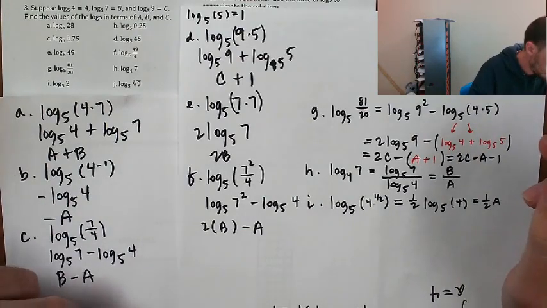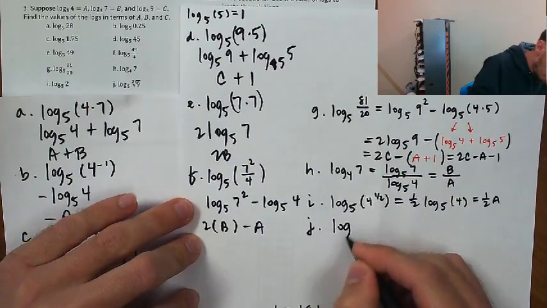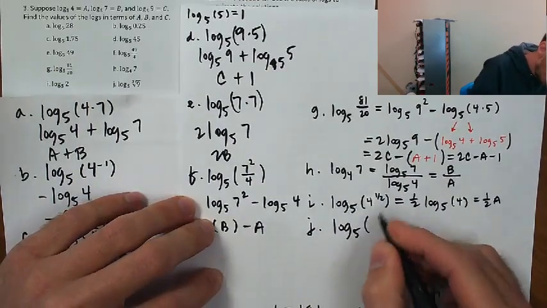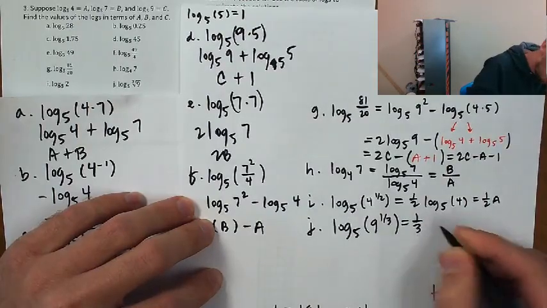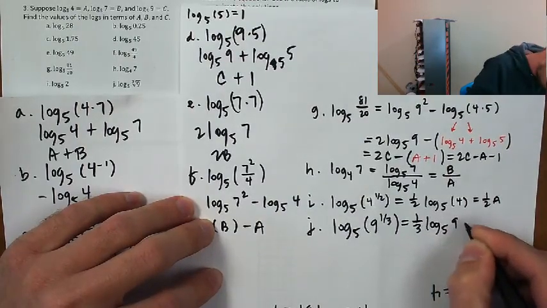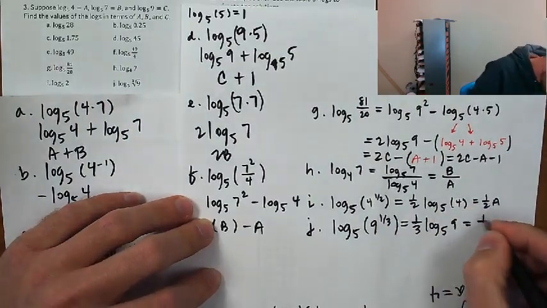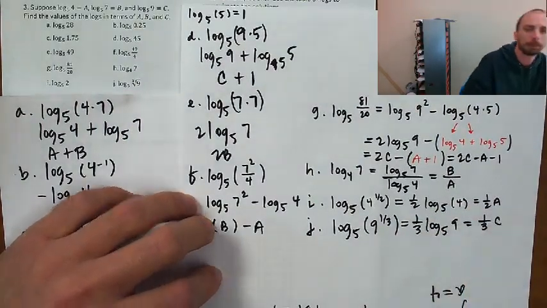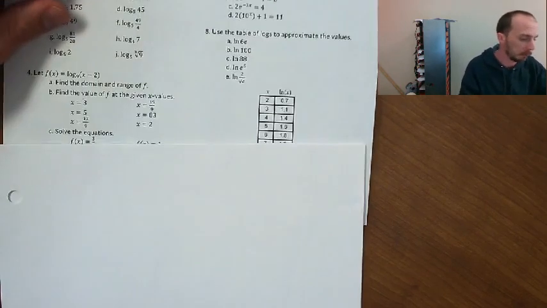Okay, that's I. What about J? Oh, this one ended with some good ones. Log base 5 of the cube root of 9. Well, I'm going to write that as 9 to the 1/3 power, so I can utilize that exponent property. 1/3 of the log base 5 of 9. Log base 5 of 9 is c, so that's going to be 1/3 of c, or c divided by 3. And that's all for number 3. Had a lot going on, but that's good practice. That's what we need.